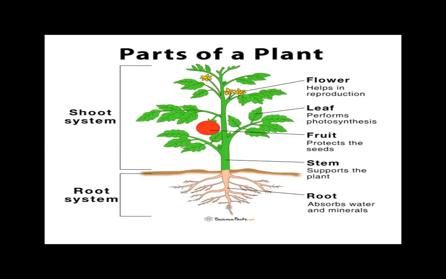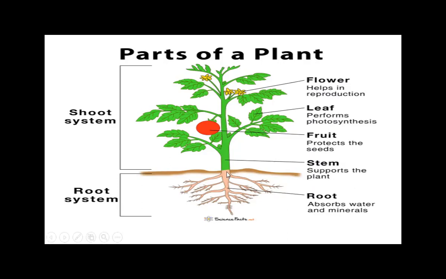The vegetative part mainly consists of the leaf, the fruit, stem, and the root. And the reproductive part consists of the flower, because the flowers help in the process of reproduction. Now the vegetative part of the plant consists of the leaf, fruit, stem, and root. The leaf performs the process of photosynthesis. The fruit protects the seeds, the stem supports the plant, and the root absorbs the water and the minerals.